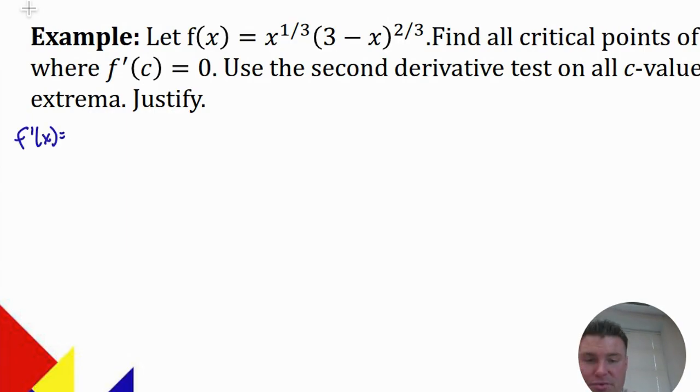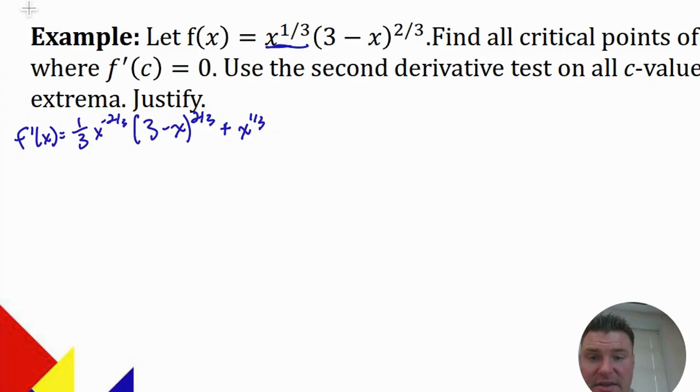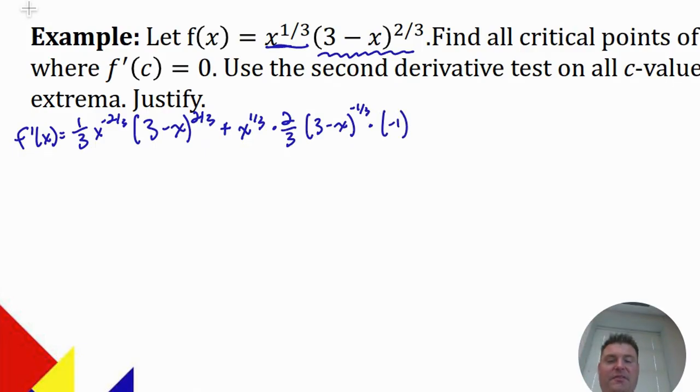There's going to be some product rule here. So we're going to take the derivative of the first, which is going to give me 1/3 x to the negative 2/3, times this 3 minus x stays the same, plus x to the 1/3, and then we're going to do the derivative of the squiggly line right there. That's going to give me a 2/3 (3 minus x) to the negative 1/3. And actually, when I do that, there's a bit of a chain rule there, times the derivative of the inside, which is negative 1.